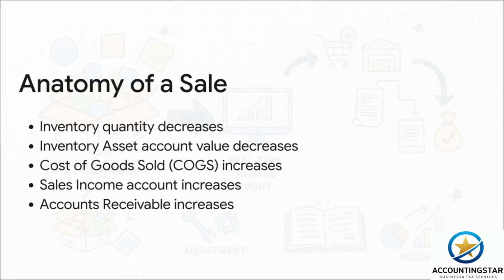So what were those 5 things that just happened in the background? Let's break it down real simple. First, pretty obviously, your inventory quantity goes down by 1. Second, the value of that item gets taken out of your inventory asset account. Third, that same value gets moved over to an expense account called cost of goods sold, or COGS. Fourth, your sales income account goes up by the price you sold it for. And finally, number 5, your accounts receivable goes up, which just means your customer now owes you money. Pretty amazing, right? All from one single click.